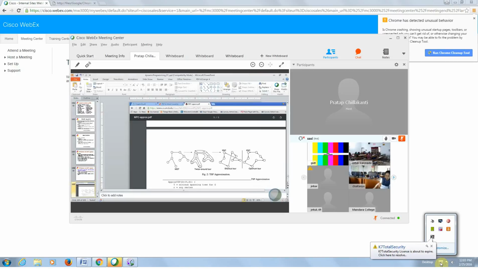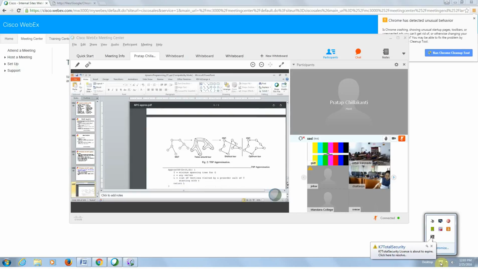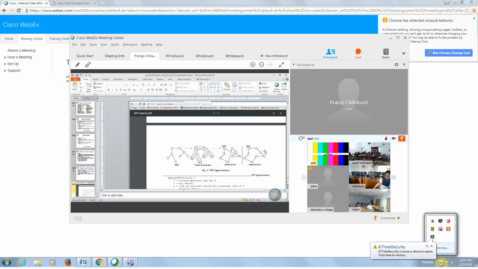Very creative. I mean, that's why I love computer science. It's always about solving problems like this, right? Okay, what am I doing here?